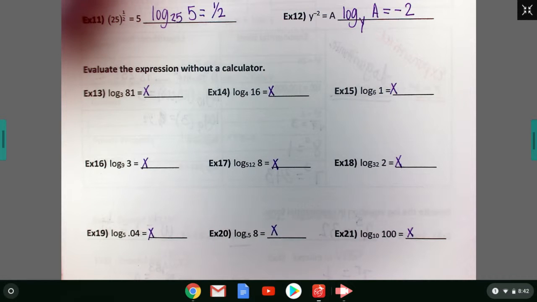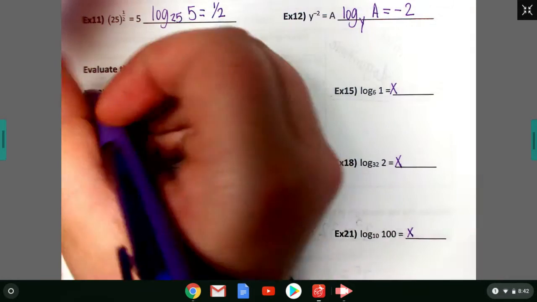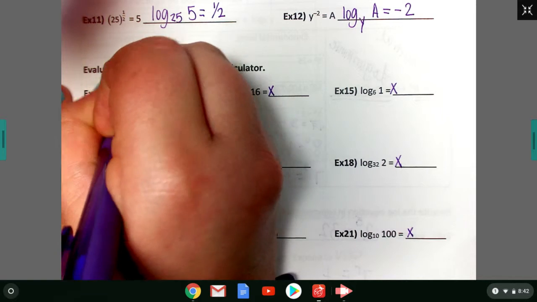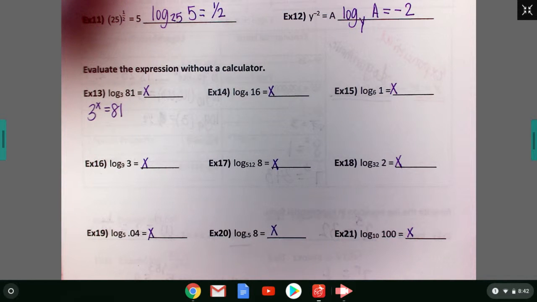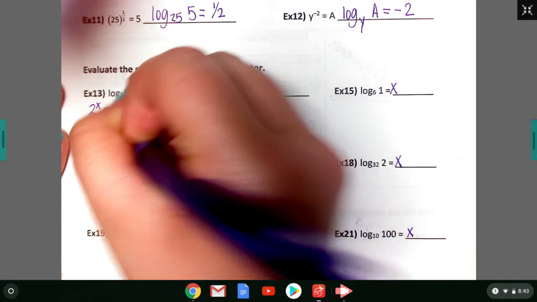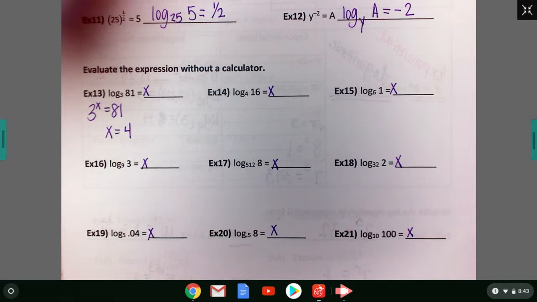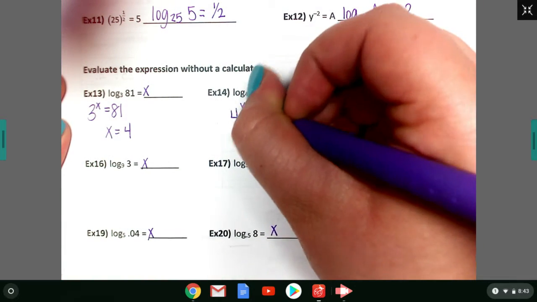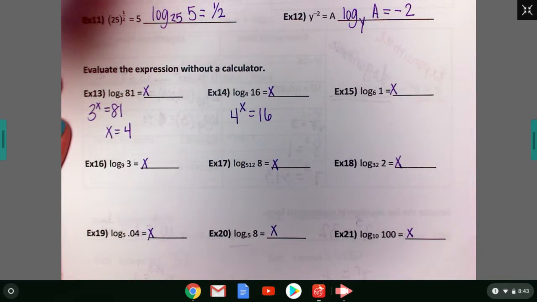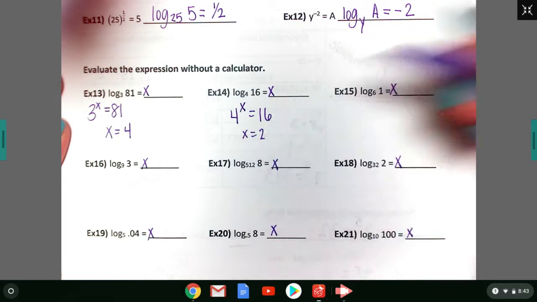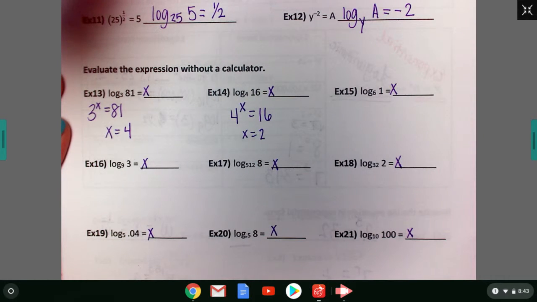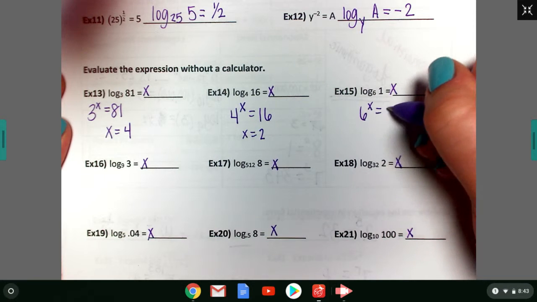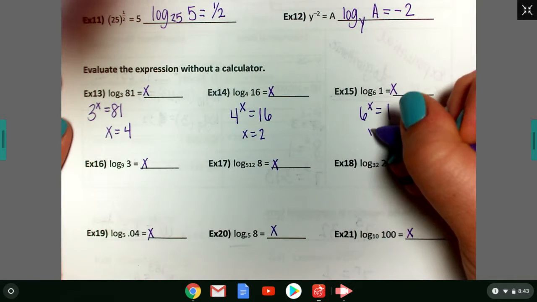Okay, so 3 to the x equals 81. So 3 to the what equals 81? 3 times 3 times 3 times 3. So 9 times 9, which is 3 times 3 times 3 times 3. So it would have to be 4. We're going to have to reason through them like that. This one, 4 to the x equals 16. What to the x equals 16? It would have to be 2. Next one, 6 to the x equals 1. Well, to get a 1 out, x would have to be 0.